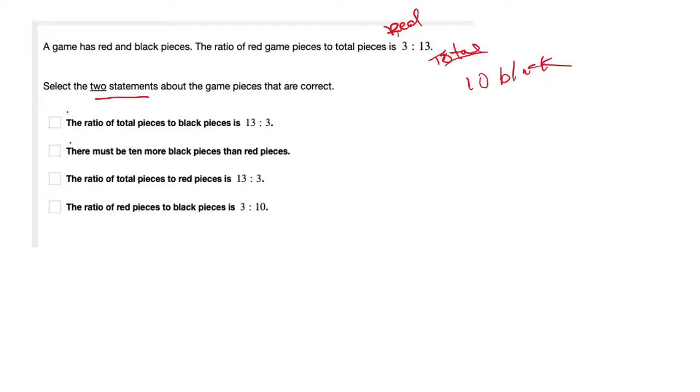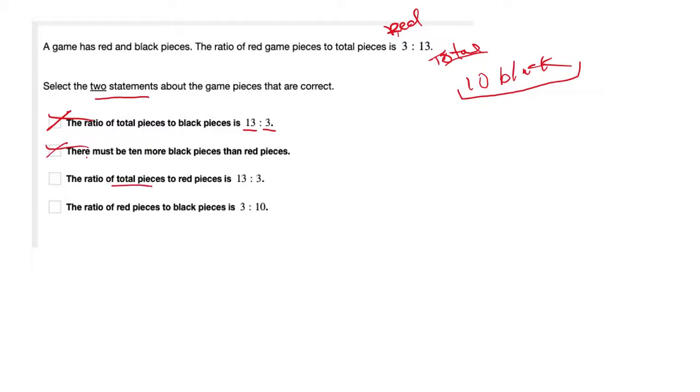Let's look at the first one. The ratio of total pieces to black pieces is 13 to 3. So there are 13 total pieces, but there are not 3 black pieces, so that is not correct. There must be 10 more black pieces than red pieces. 10 more. Is that true? That's a tricky one. It's not true. There are 10 black pieces, not 10 more black pieces. 10 more black pieces than 3 would be 13 black, and they're not 13 black. There's only 10. So that one is not correct.